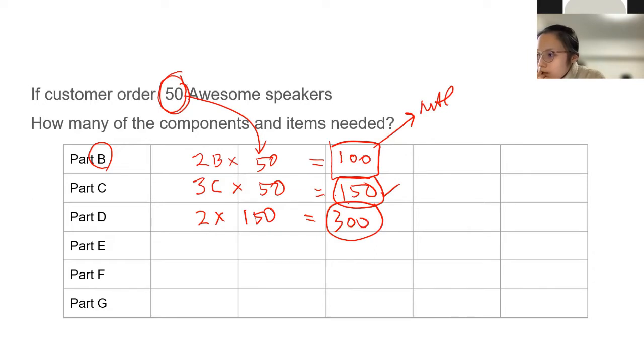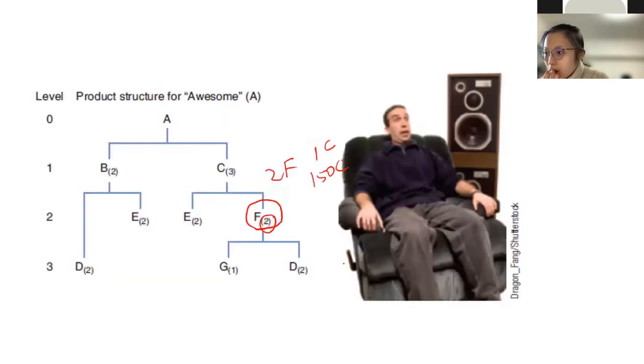It's a bit tricky because you need to really look at the numbers. This is actually here: 2 times 150, which is 300. Okay, let's do E first. Remember, E has two branches.